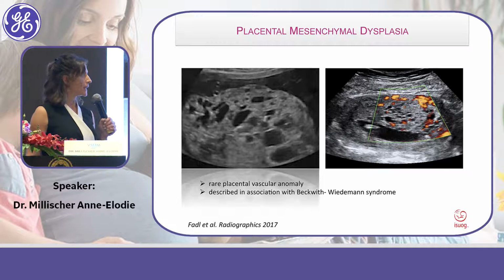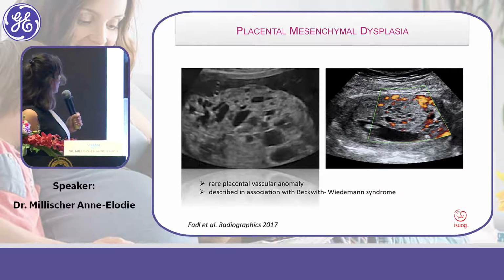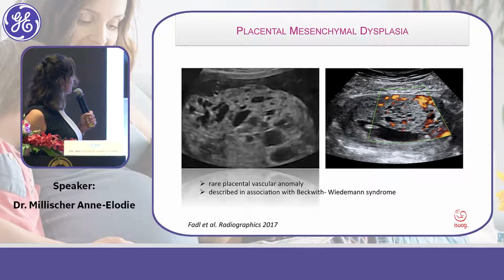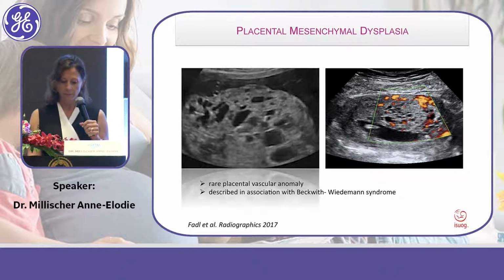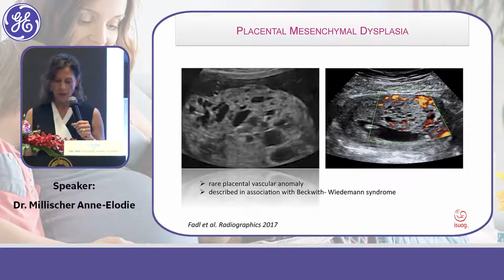A multicystic aspect of the placenta can be due to mesenchymal dysplasia. Đôi khi những cái bánh nhau nó có một hình dạng bình thường nhiều nang bên trong, đó là do một cái loạn sản trung mô bánh nhau.